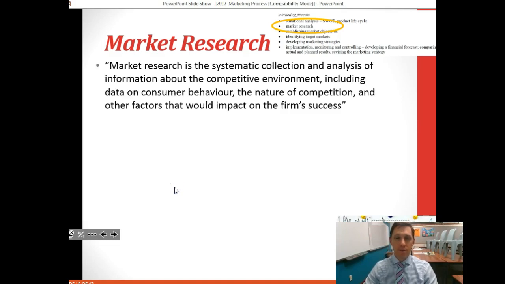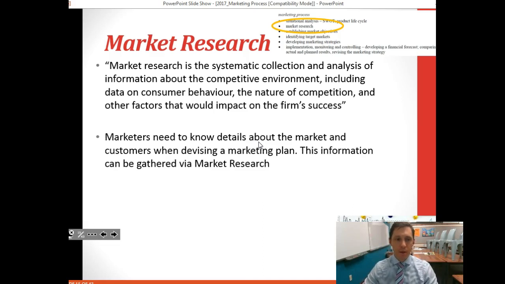undertake some market research. And as it says there on your screen, market research is the systematic collection and analysis of information about the competitive environment, including data on consumer behaviour, the nature of competition, and other factors that would impact on the firm's success. So marketers need to know details about the market and customers when devising a marketing plan. This information can be gathered via this market research.